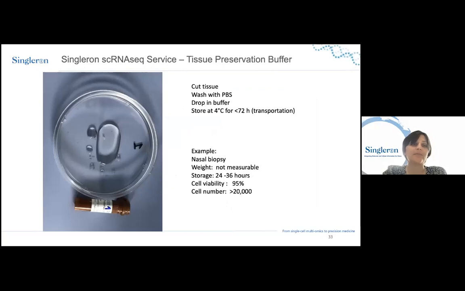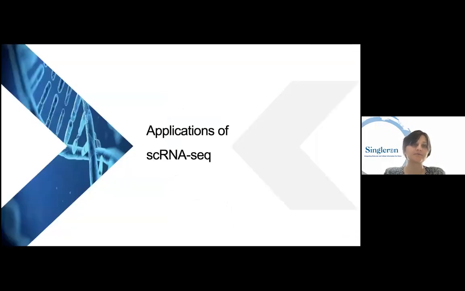And this is an example of how you can ship us your samples in case that you would be interested in our single cell sequencing service. We will send you a tube with the tissue preservation buffer in which you can simply drop your tissue. It should be between 100 to 200 milligrams of the tissue per sample. And basically, we take care of the rest and provide you with the bioinformatic report in the end.